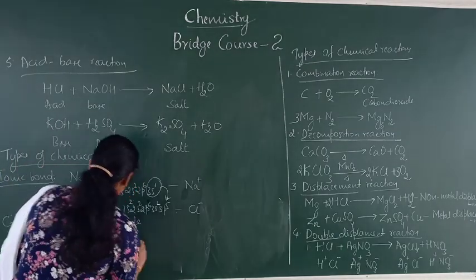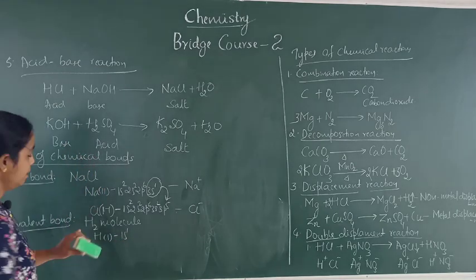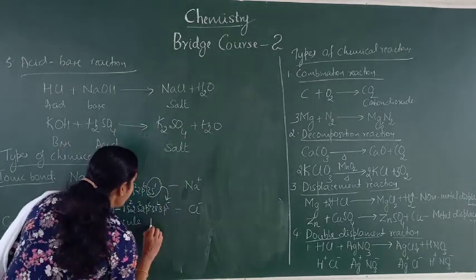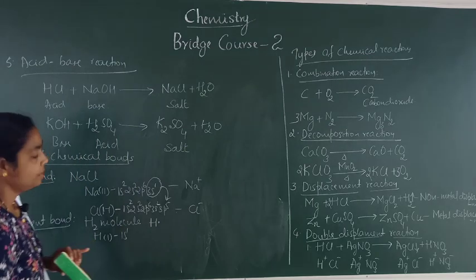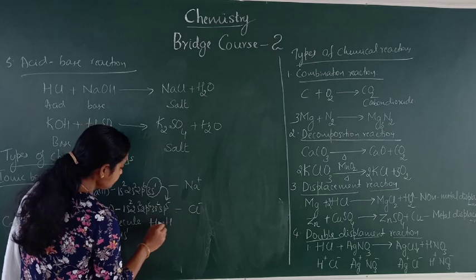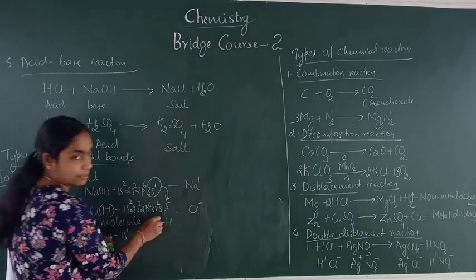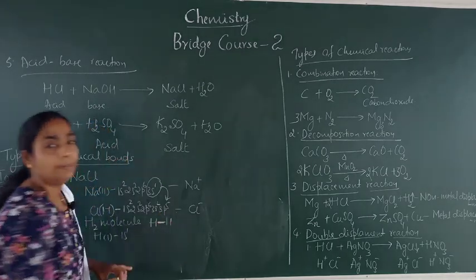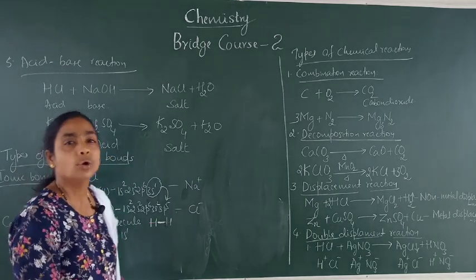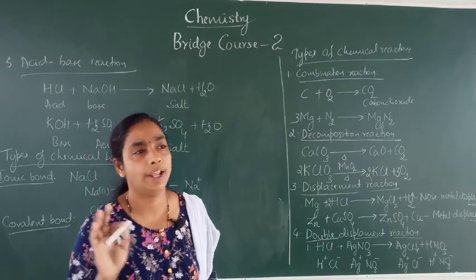You know, the electronic configuration of hydrogen is 1s1. The hydrogen atom contains only one electron. One electron of one hydrogen atom shares with one electron of another hydrogen atom and forms a bond in between the two hydrogen atoms. This covalent bond is represented by using a solid line, and covalent bond is usually formed by the sharing of pair of electrons.